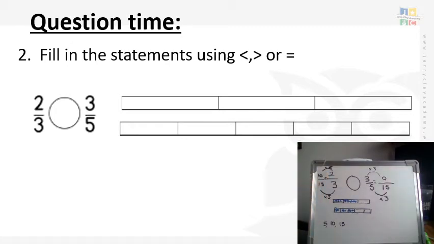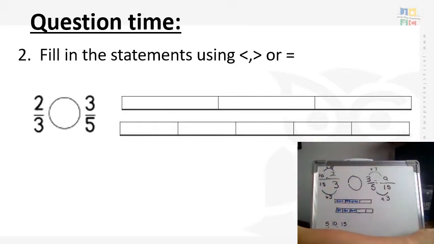Now, if I look at my equivalent fractions and I ignore my other fractions, so I cover up my other fractions, I can see I've got 10/15. I've got what I'm going to compare it with, and I'm going to cover up this part, and I've got 9/15. So now, because they have got the same denominators, I can look at my numerators, and I can see that 10 is greater than 9.